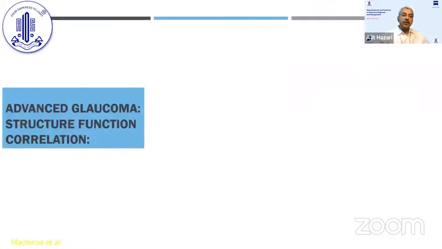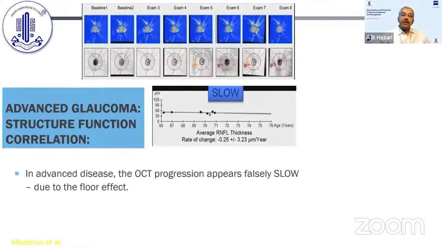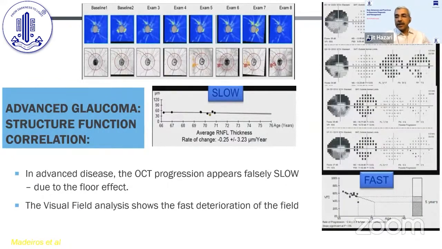Similarly, in advanced glaucoma, the OCT will have a floor effect due to the severe RNFL and the GCA loss. But if we do a properly done perimetry, we'll be able to pick up progression. And in these late stages of glaucoma, we may come across fast progression, which can be seen on perimetry, especially the central fields like the 10-2.